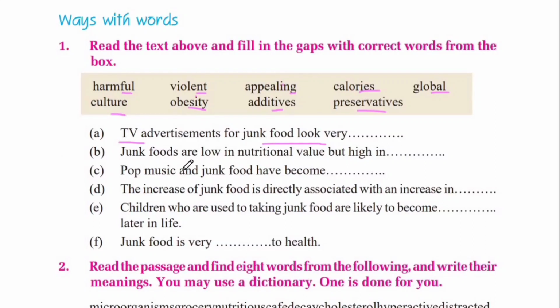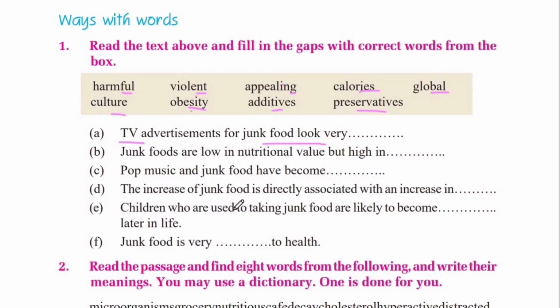B number. Junk foods are low in nutritional value but high in, I told you earlier, calories. Answer is calories. C number, pop music and junk food have become what? They become global culture. P number, the increase of junk food is directly associated with an increase in what? Obesity. The more you eat junk food, the more you gain weight. You will be fat if you eat more junk food.